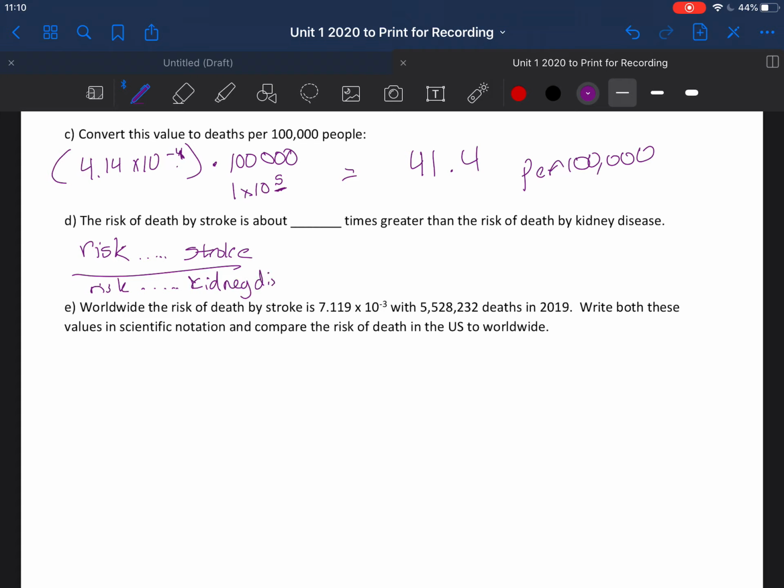Now, we can calculate both of these as we did in part A. But I want you to think about that. In both of those cases, you would divide the number of deaths by the total population.